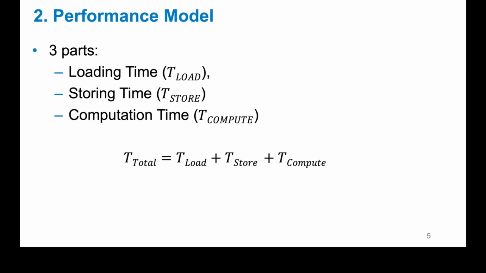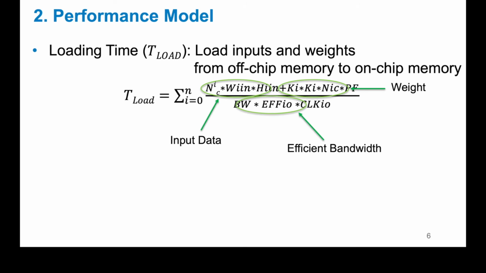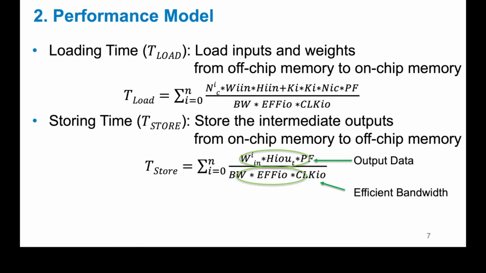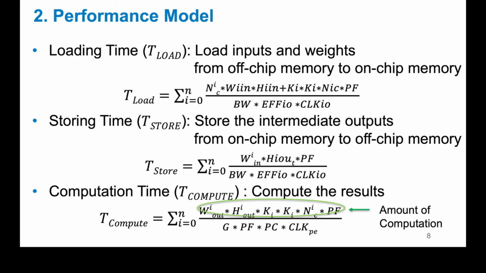Based on the hardware design, now we introduce our performance model, which includes loading time, storing time, and computation time. The loading time means the time spent on loading inputs and weights from off-chip memory to on-chip memory, divided by the effective I/O bandwidth. A similar formulation can be applied to storing time, which divides the amount of output data by the effective I/O bandwidth. The last term is computation time, which is dominated by the amount of computation.